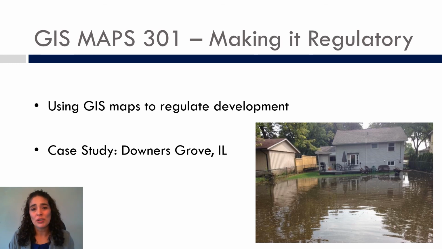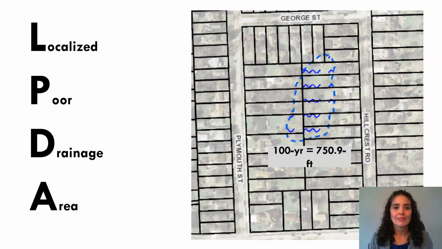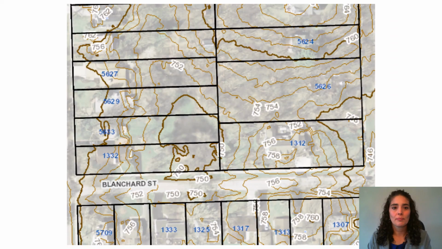Let me go through a brief example of a community that is successfully regulating to their H&H GIS maps. In 2007, the Village of Downers Grove approved a watershed infrastructure improvement plan that included mapping depressional storage areas that they labeled as LPDAs, localized poor drainage areas. Previously, these LPDAs had been identified by the county in the mid-1980s. However, they were only identified and no elevations established.